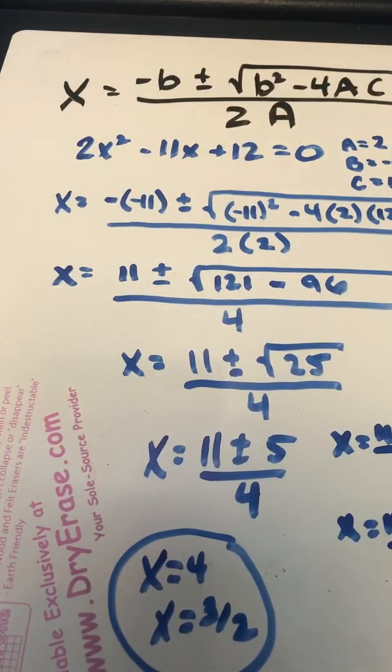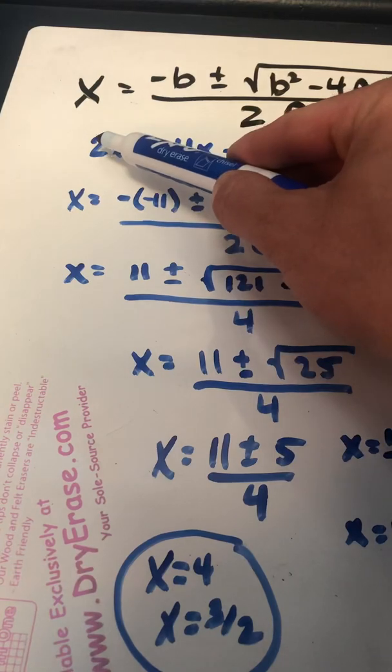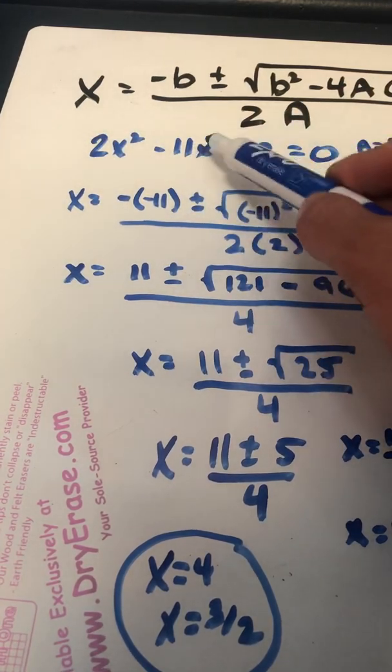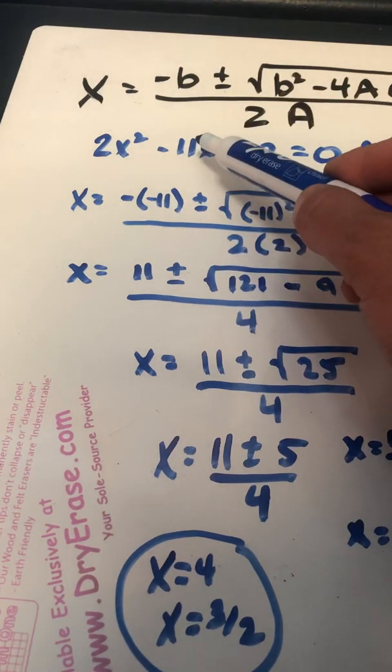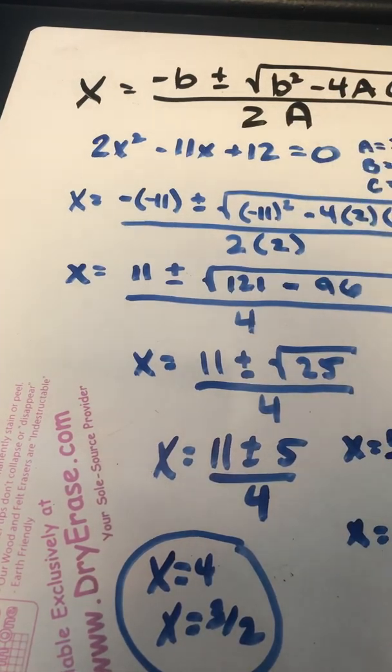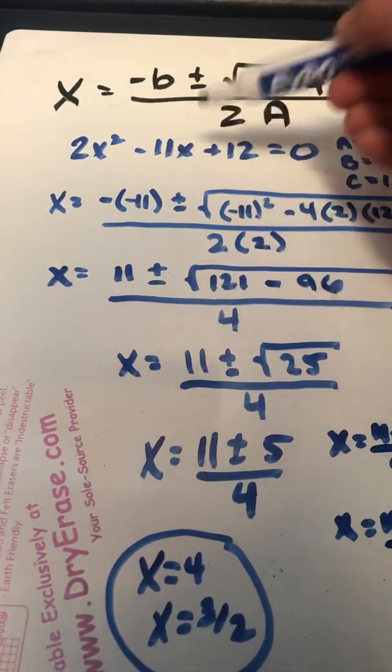If I take 4 and plug it back into the original equation for both x's and simplify, I would get a true statement. 4 squared is 16, doubled is 32. 11 times 4 is 44. 32 minus 44 is negative 12, plus 12 is 0. That's confirmed. The same would be true if I took 1.5 and plugged it back in.